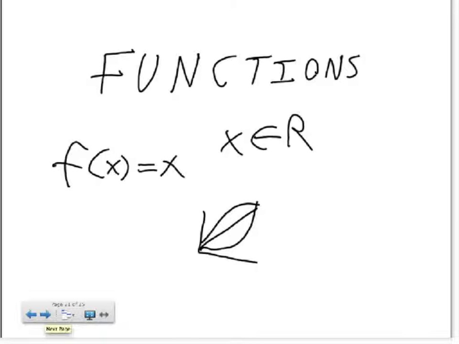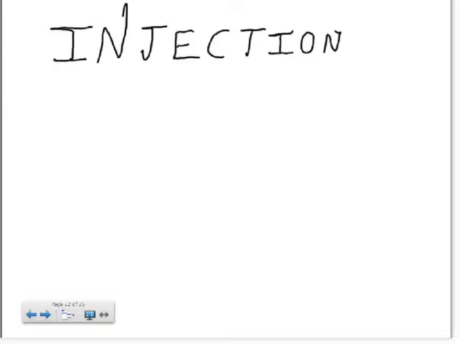So now that we've gone over basically what a function is, let's talk about a couple of useful functions we can have and the implications of those functions. The first such function is an injection. Now a function is one-to-one or injective if every element in the range is associated to exactly one element in the domain.